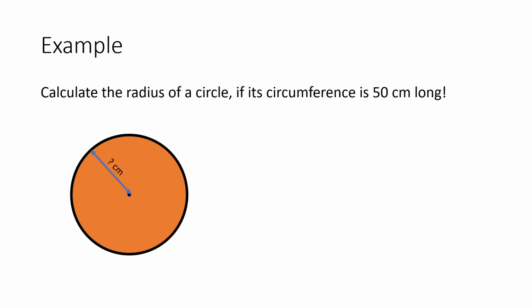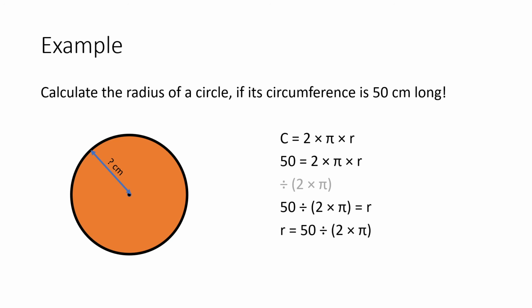In order to calculate the radius of a circle, given its circumference, we follow a similar process. We know the formula that uses the radius in order to calculate the circumference. So, inserting the values, we find that 2 times pi times the radius is equal to 50 centimeters. Dividing both sides by 2 times pi, we find that the radius is equal to 50 divided by 2 pi, which is equal to 7.96 to two significant places.